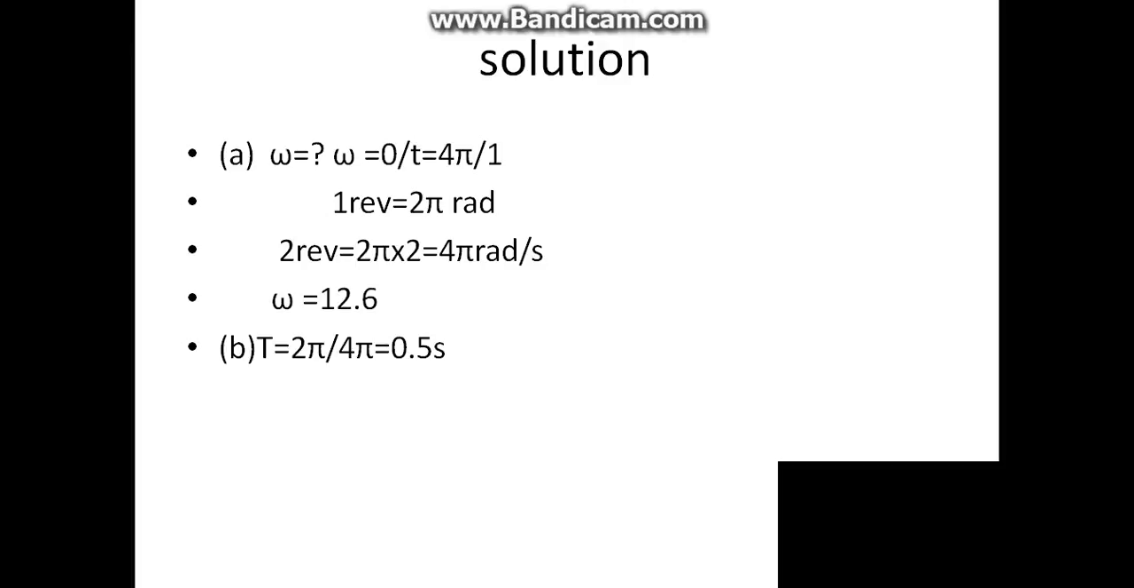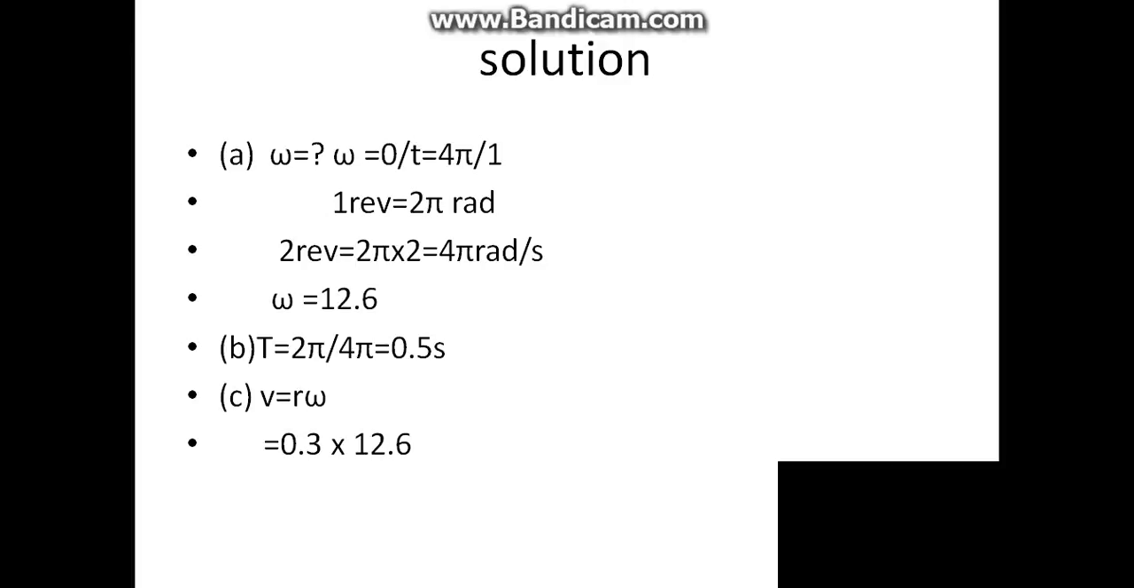B, we are now looking for the period T, which is equal to 2 pi over 4 pi, which gives us 0.5 seconds, because the period is equal to 2 pi over phi.